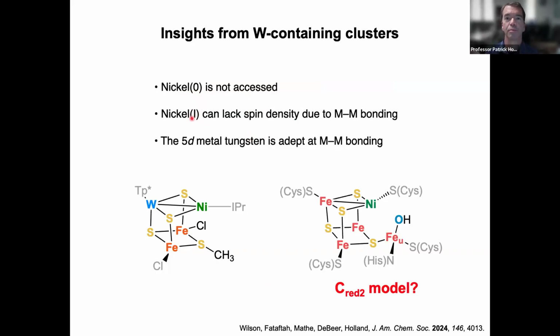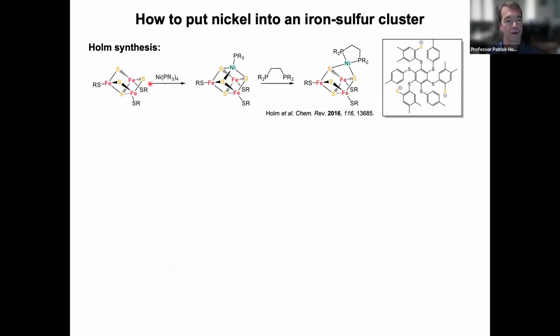The biggest problem with the studies so far, though, is that the metal-metal bond that's formed here is from nickel to a tungsten, and the tungsten is the non-biological part of our cluster. We just added it for synthetic utility, and now we discover that it dominates the electronic structure of the cluster. So we moved on to other clusters, which don't have tungsten in them. And of course, Holm made some without tungsten in them, and I showed you those before.